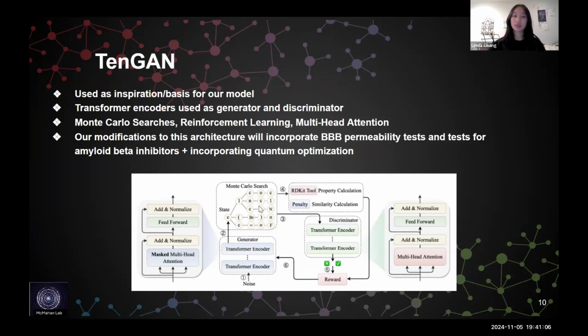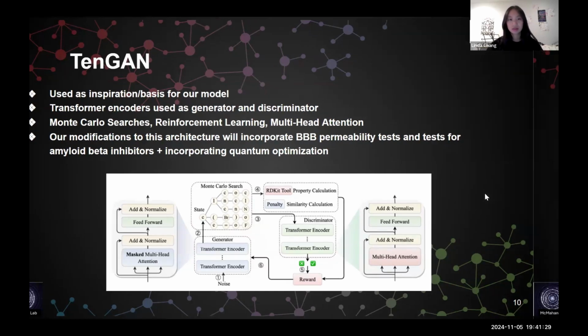The modifications that we'll be making to this architecture will be many of the things that we talked about on the previous slides. In short, the blood-brain barrier permeability tests, the tests for amyloid beta inhibitors, including the data set for amyloid beta inhibitors, and also incorporating quantum optimization, which we didn't talk about as much, but is something that we're currently working on.